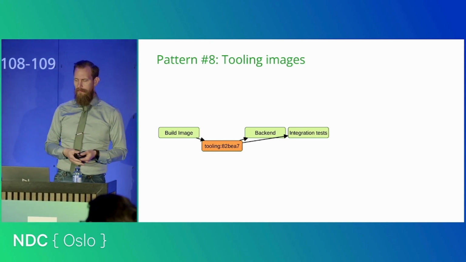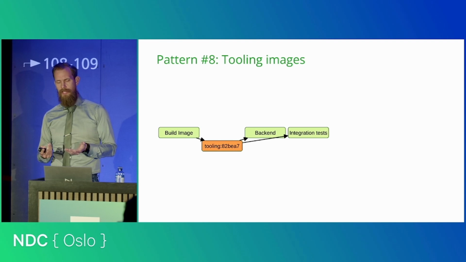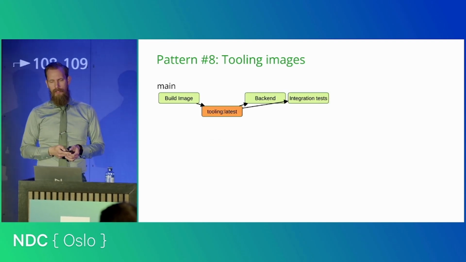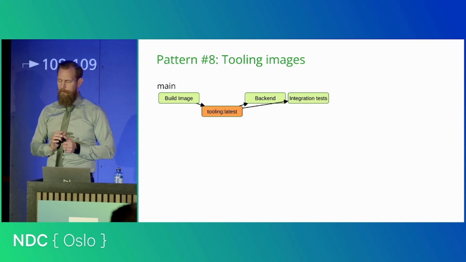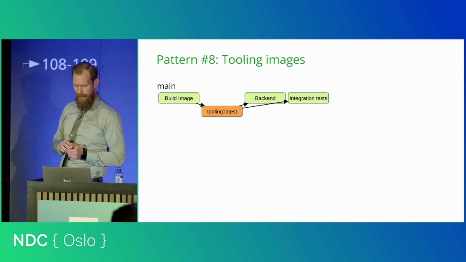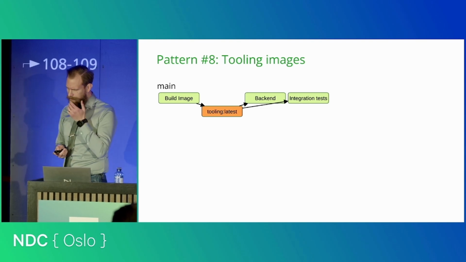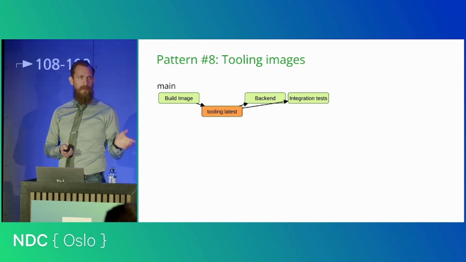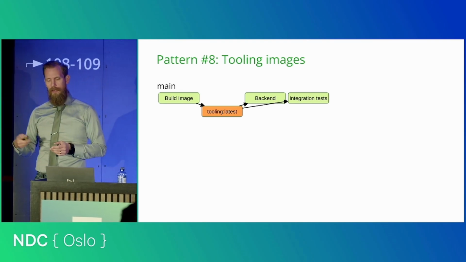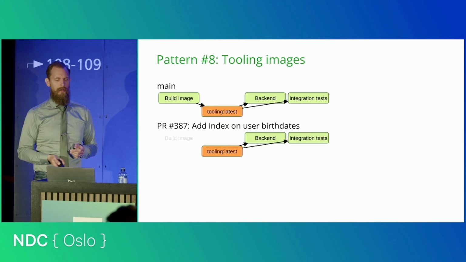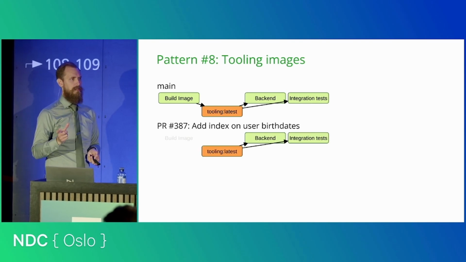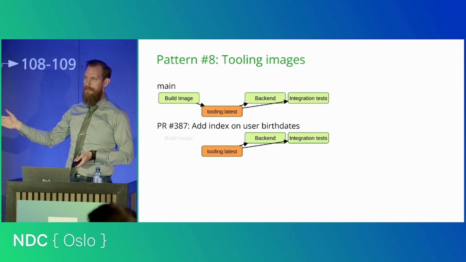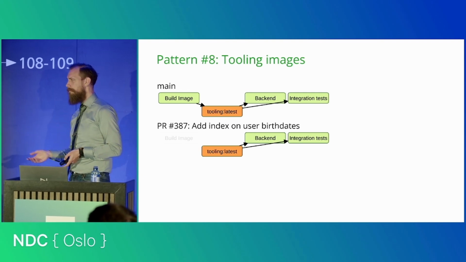So if we have a cache, it will speed things up. But what we can do with this is use it with pattern number 2, conditional pipeline steps, where on the main branch, we build a tooling image, we publish it at latest, and when a change comes around, we look: have we actually changed the tooling image? No? All right, let's reuse the latest tooling image that we built on the main branch.